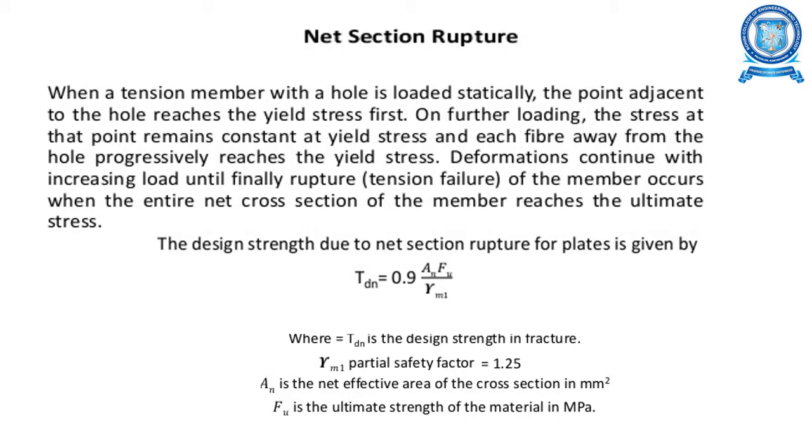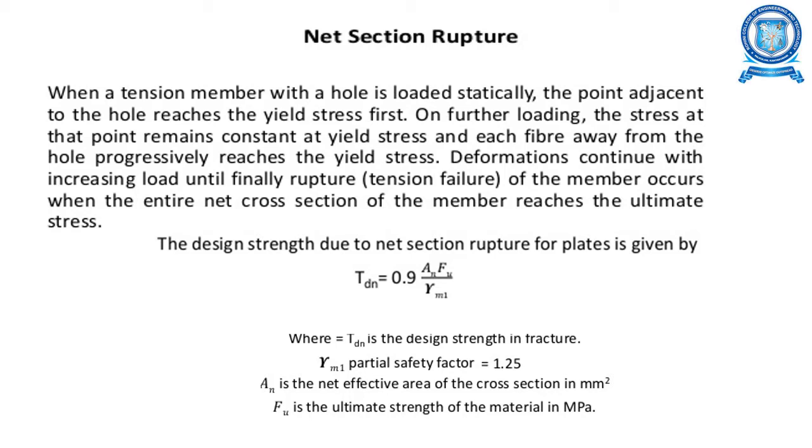Next, net section rupture. When a tension member with a hole is loaded statically, the point adjacent to the hole reaches the yield stress first. On further loading, the stress at that point remains constant at yield stress, and each fiber away from the hole progressively reaches the yield stress. So the deformation continues with increasing load until finally rupture of the member occurs when the entire net cross section area of the member reaches the ultimate stress.